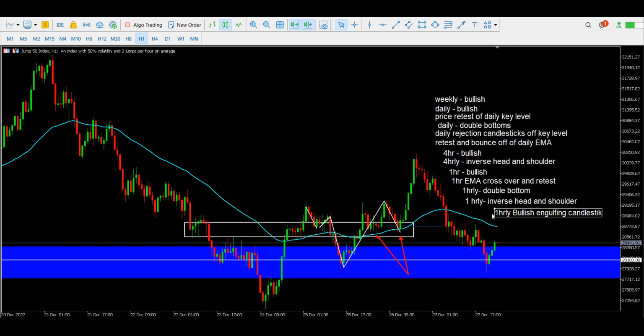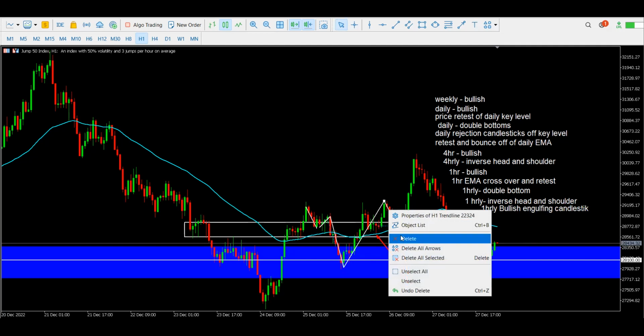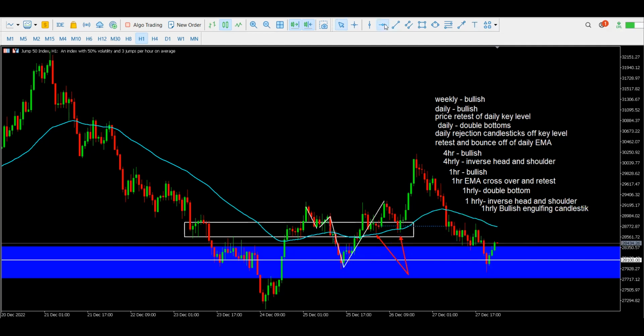Why the 1-hourly bullish engulfing candlestick? Just at the formation of the right shoulder, just off the retest of the hourly exponential moving average. And that was where we had our confirmation entry to go long, at the close of the 1-hourly bullish engulfing candlestick. Somewhere here.